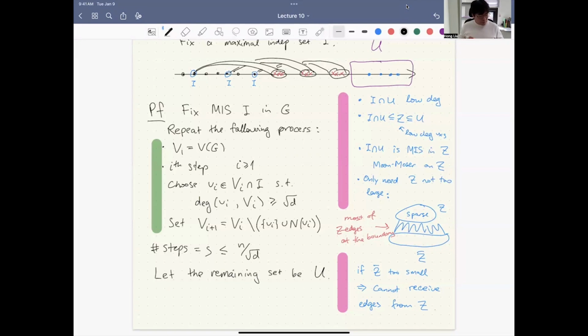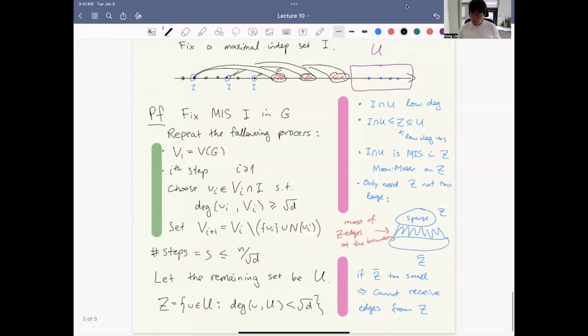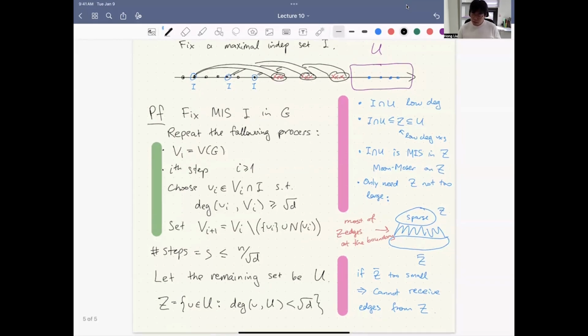And we're going to define Z to be the vertices in U that have low degree, where the degree of v in U is less than square root D. So Z is somewhere in here, and every vertex in Z has small degree in U. This Z, as we mentioned, must contain all the remaining vertices of I.